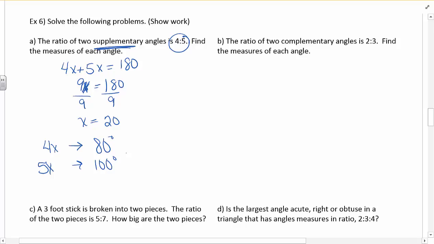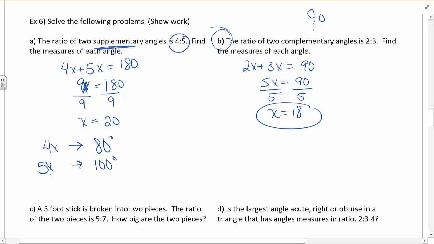Ta-da! The ratio of two complementary angles is 2 to 3. What's complementary? Oh yeah, there's that trick Mrs. Vibber showed us. A C becomes a 9 for 90. Complementary means they add up to 90. So I have 2x and I have 3x and they add up to 90. 5x equals 90. Divide by 5. X equals 18. Find the measures of each angle. So 2 times 18 is 36, and 3 times 18 is 54.